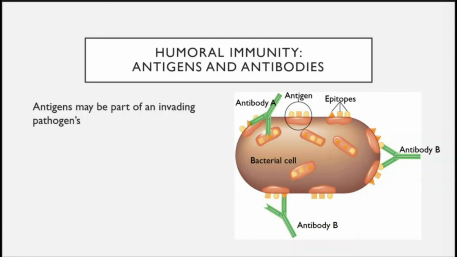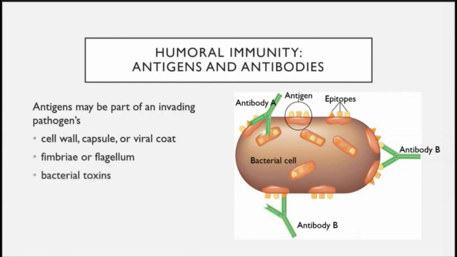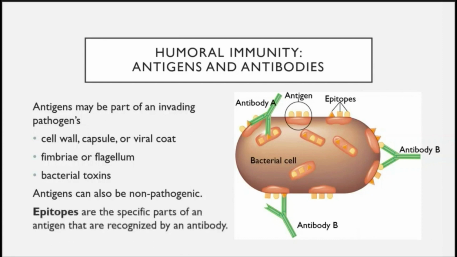Antigens may have a variety of sources. They may be part of a pathogen's cell wall, the capsule, or viral coat. They may be the fimbriae or flagellum. They may be particular bacterial toxins. And antigens can also be non-pathogenic. So often when we develop allergies or have organ rejections during organ transplants, these are two examples of a body reacting to non-pathogenic antigens.